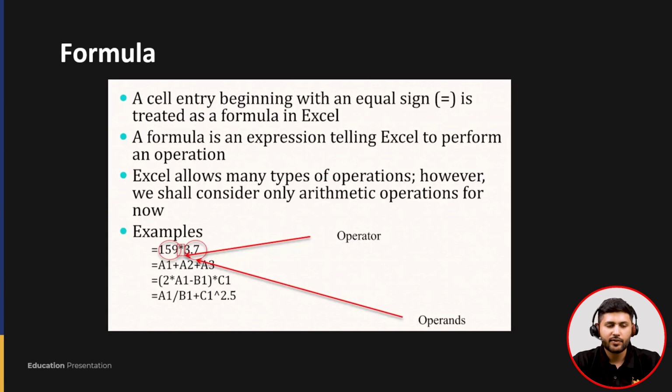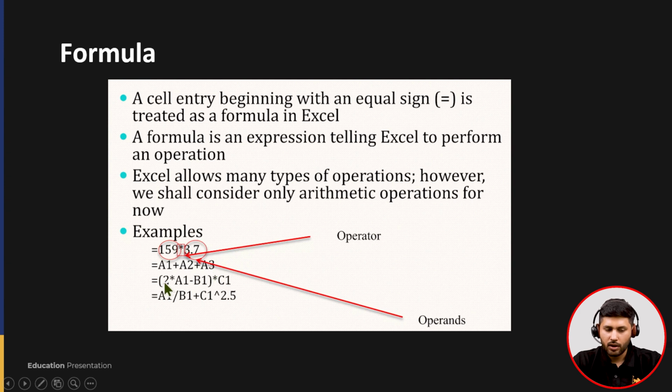Then we have the formulas over here. Formulas, as mentioned before, start with the equal to sign. The equal to sign is used to tell Excel that I'm going to write a formula. It allows multiple types of arithmetic operations. You can see some operations in the example over here. We have 159 star, where star stands for the operator, that is multiplication, into 3.7. A1 plus A2 plus A3 means add the values under cell A1, A2, and A3.